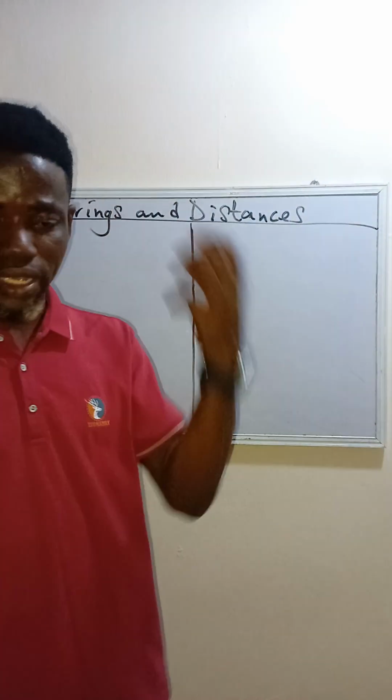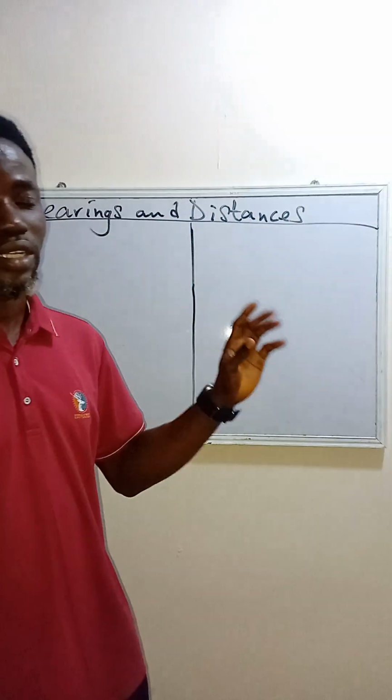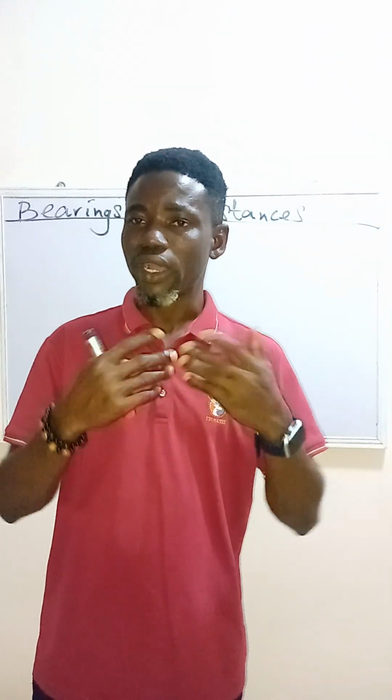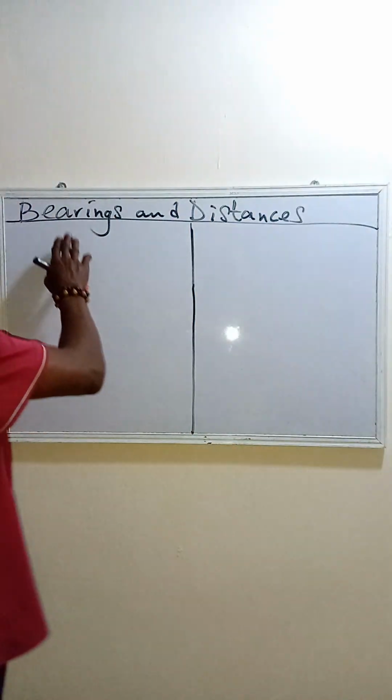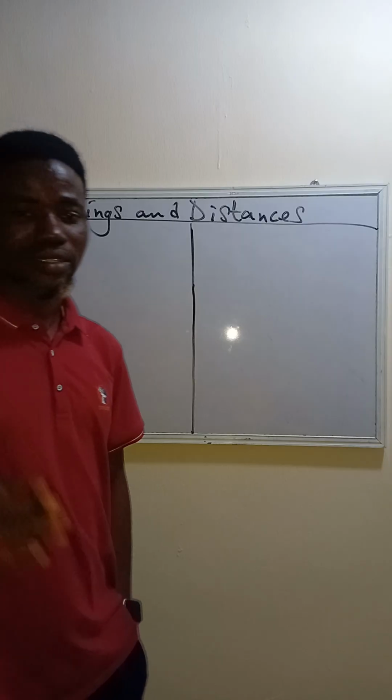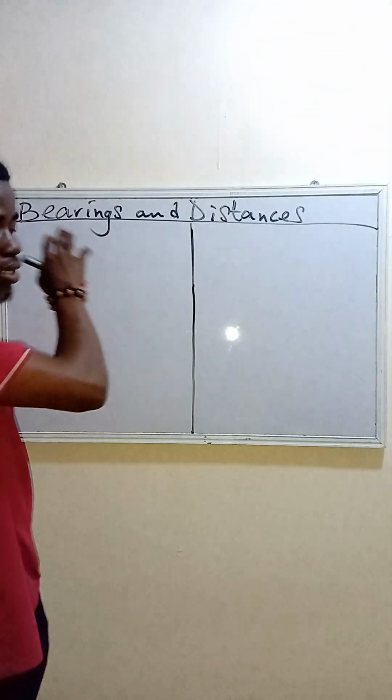Under this, we are going to look at what bearing is all about. That is one thing to consider. Another thing is the types of bearing that we have. Then we also look at how to calculate bearings and distances. So these are the three things that we are going to consider under this topic.